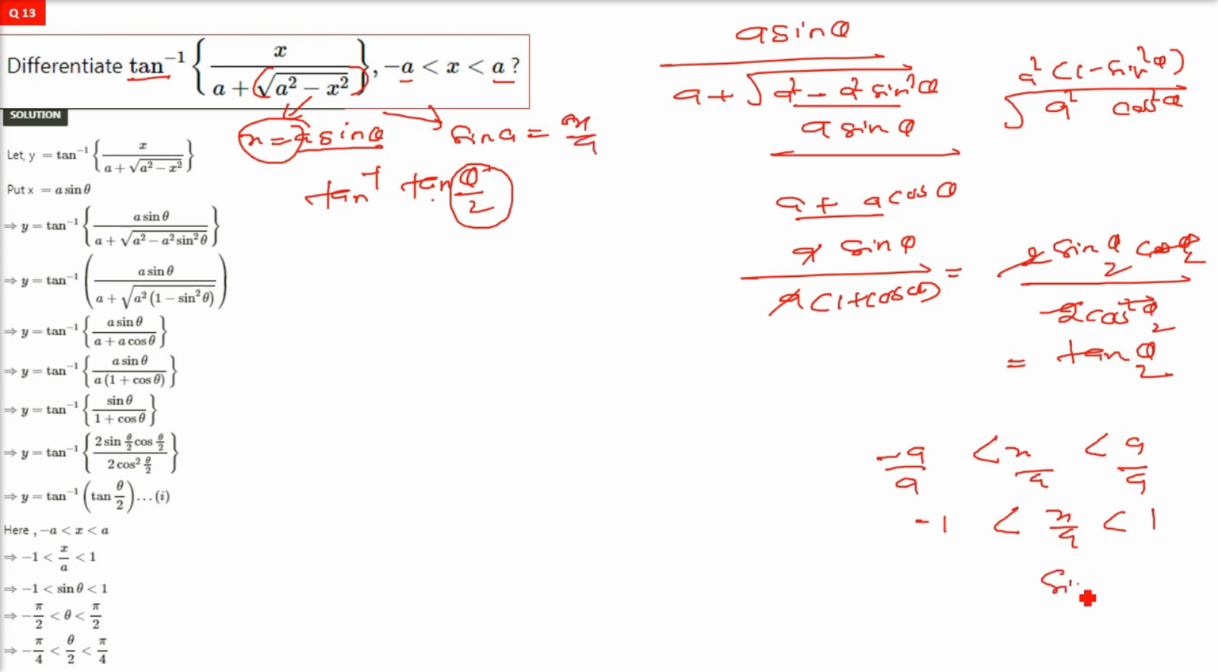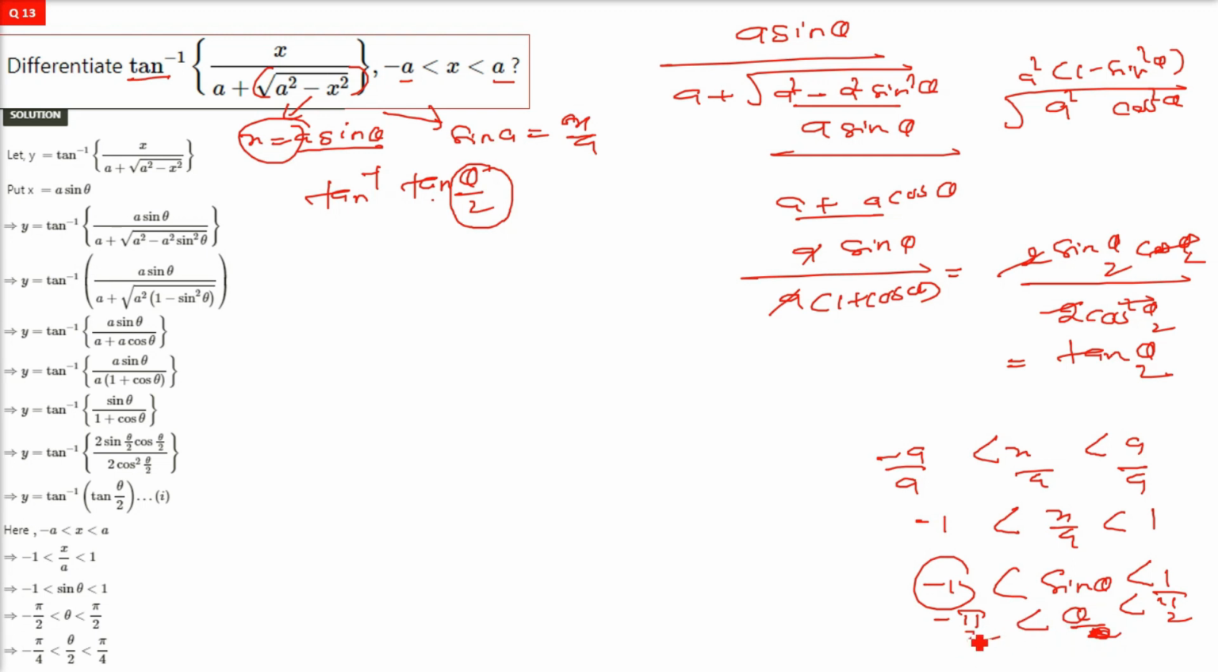This x by a, on the left you get minus pi by 2 and the right one will be pi by 2. So what is the value of sine inverse 1? What is the value of sine inverse negative 1? Sine inverse 1 is pi by 2. Sine inverse minus 1 is minus pi by 2. So this is theta by 2. So now divide also by 2. So you get minus pi by 4 and pi by 4.